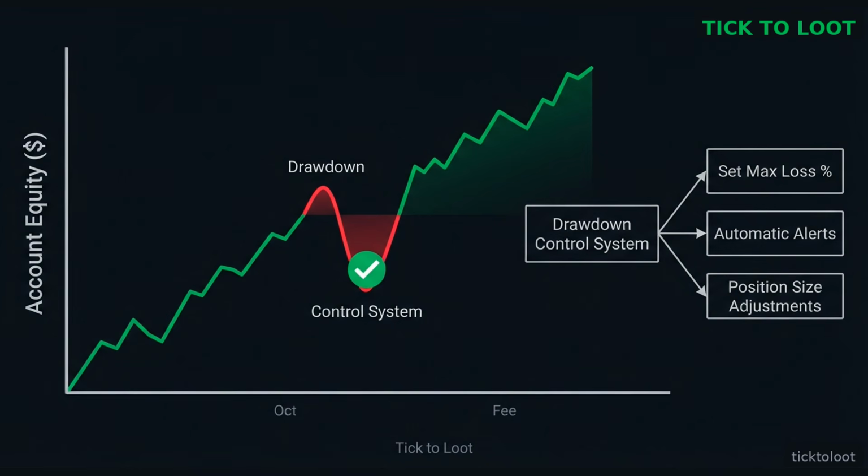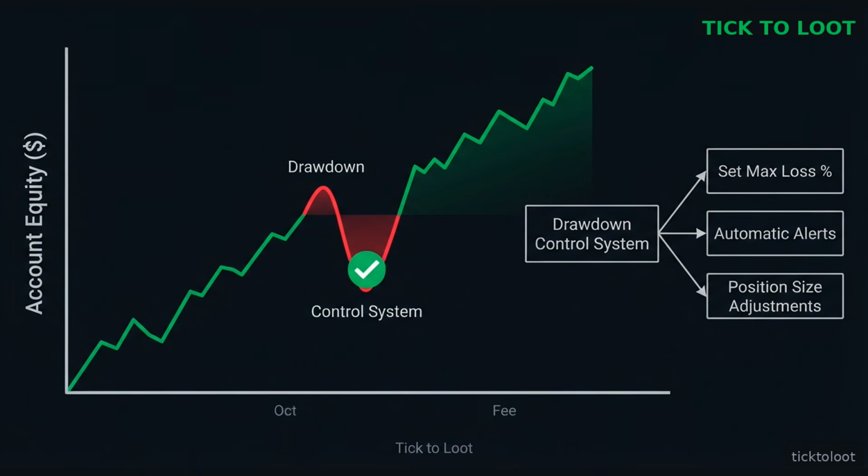First, the word drawdown simply describes the amount of money your trading account loses from its highest point, also called the peak, to a lower point before it recovers. Imagine you're climbing a hill with a backpack full of gold coins. The highest spot you reach is your peak. If a sudden gust pushes you down the hill, the distance you fall represents your drawdown.